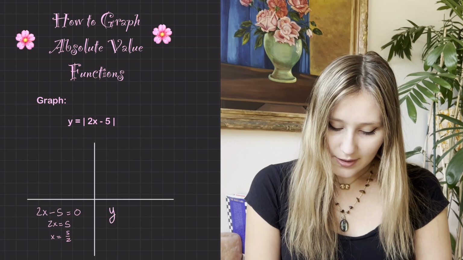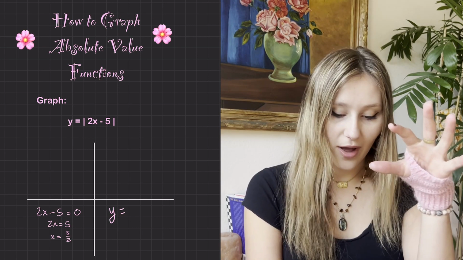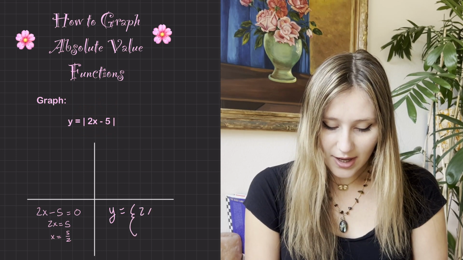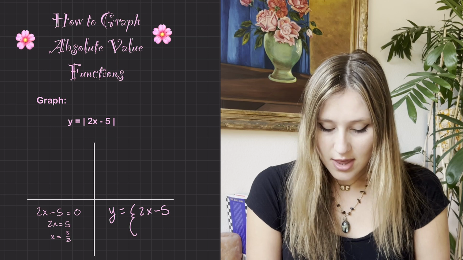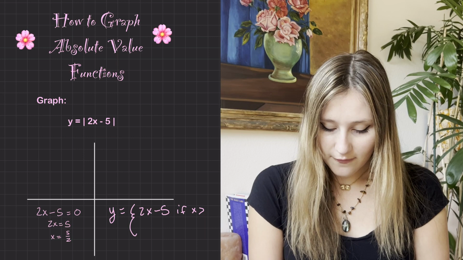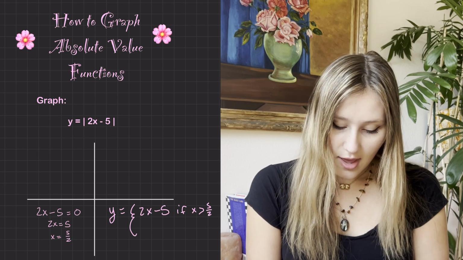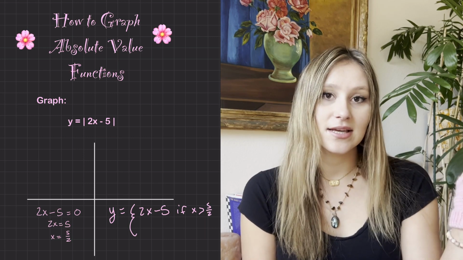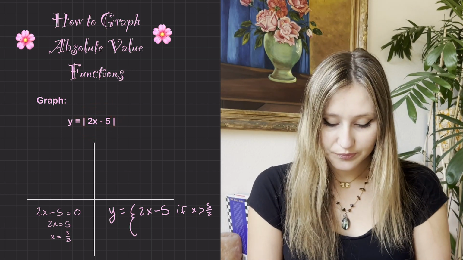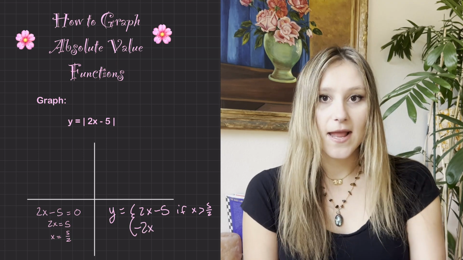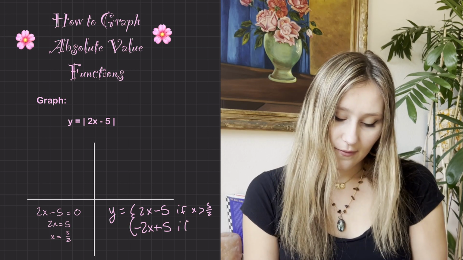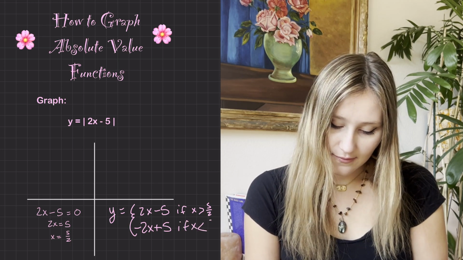Okay? Y equals the positive of whatever's in that parentheses, which is 2x minus 5 if x is greater than 5 halves, or x is the negative of whatever is inside the bars. Negative 2x negative negative 5 is going to be plus 5 if x is less than 5 halves.